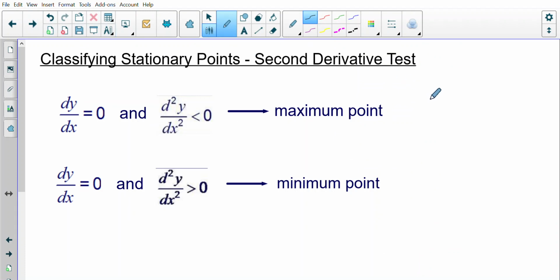So this is called the second derivative test for classifying stationary points. We know at a stationary point dy by dx is 0. If we then find d2y by dx squared at that x coordinate and it's negative, that tells us it's a maximum point. If we find d2y by dx squared and it's positive, that tells us that the stationary point is a minimum.